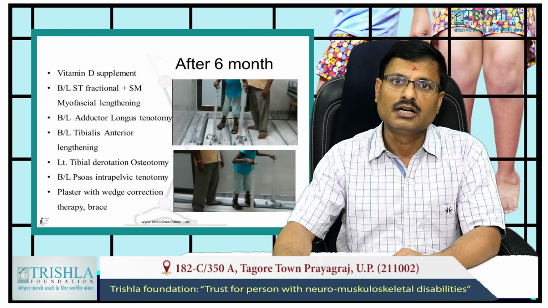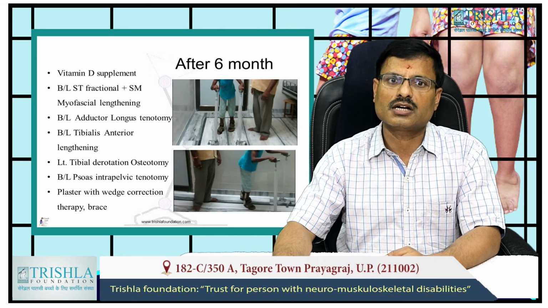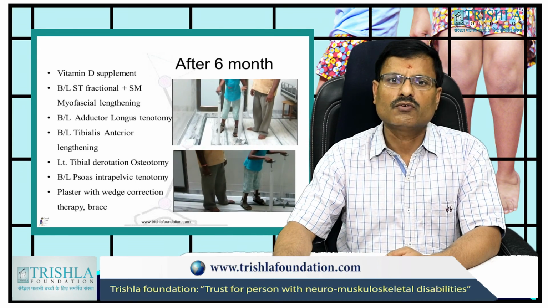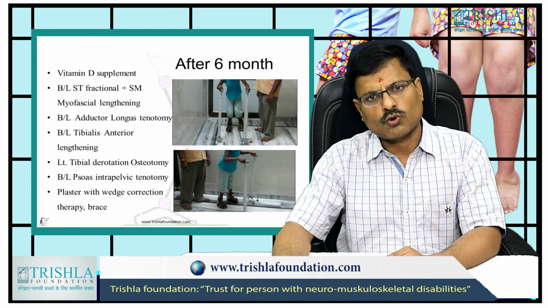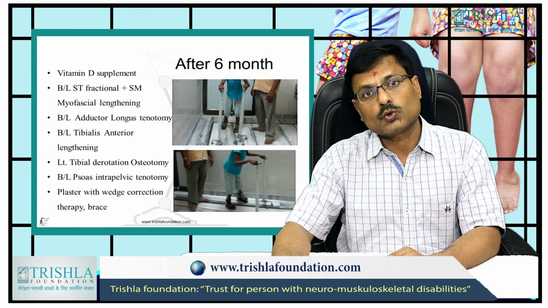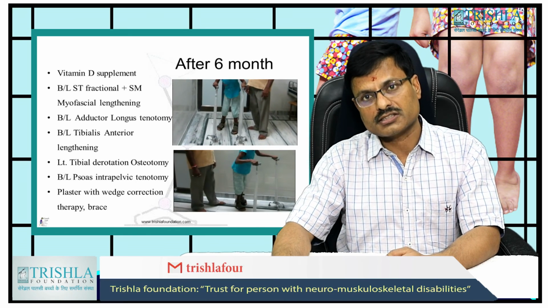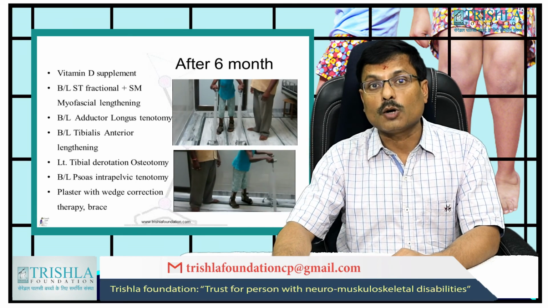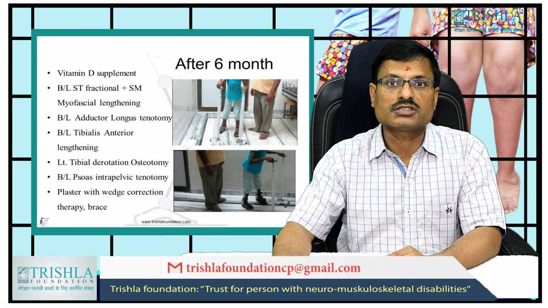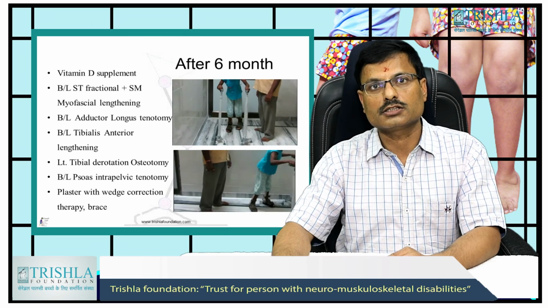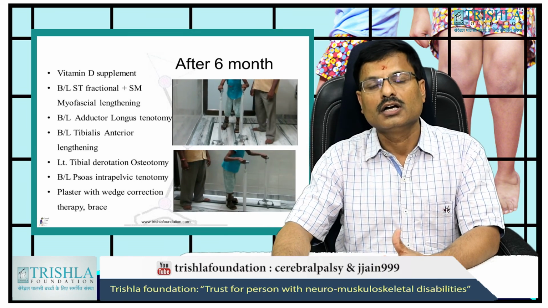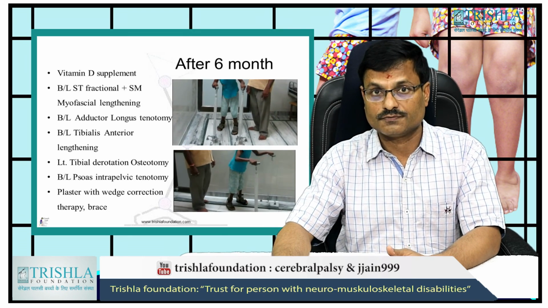In the surgery, hamstring lengthening was done, tibial central lengthening was done, tibia derotation osteotomy was also done, and psoas muscle lengthening was done, and 2-time plaster application and wedge correction. This girl was operated 6 years back. Now she is completely independent and walking, and her spine is also straight. Earlier, severe kyphosis was there.